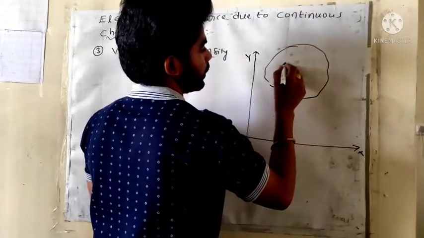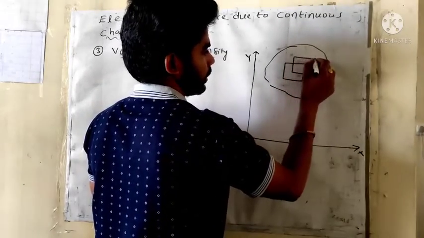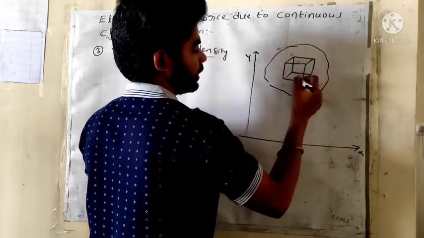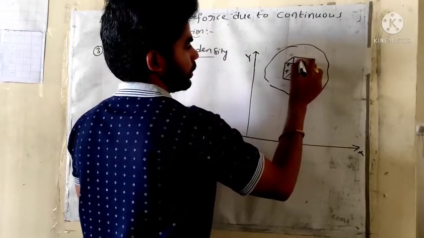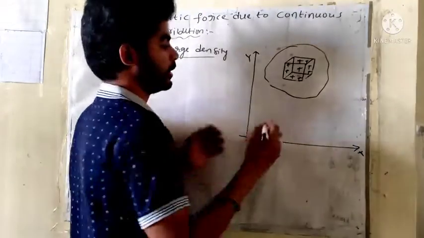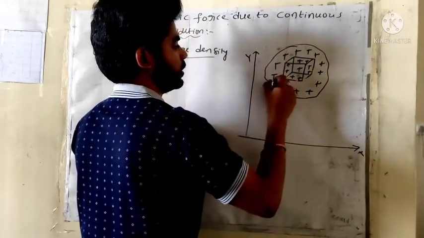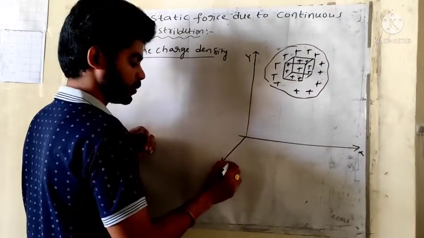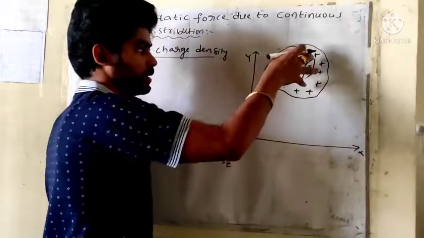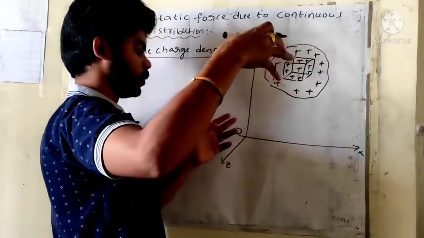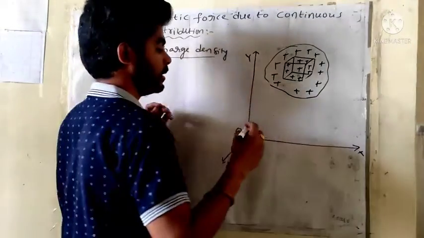In that spherical body, I am considering one small 3-dimensional volume. Charge is distributed like this, and the entire mass also the same. A spherical object means it is distributed along the z-axis also. This is the origin, this is the x-axis, y-axis, and I am placing the body here. From the origin to the y-axis, x-axis, and z-axis, the distances are the same.